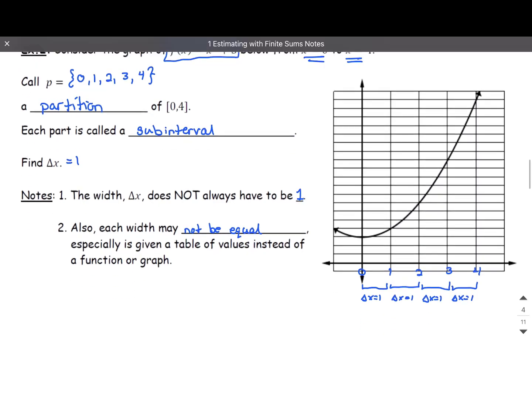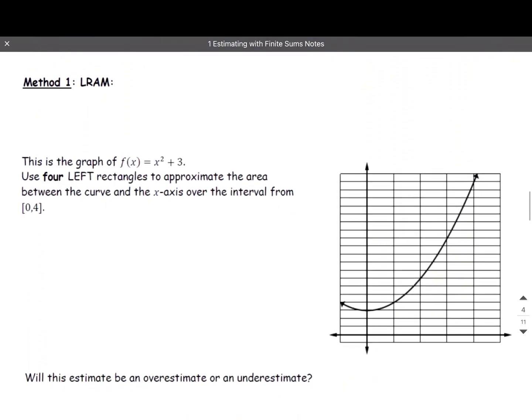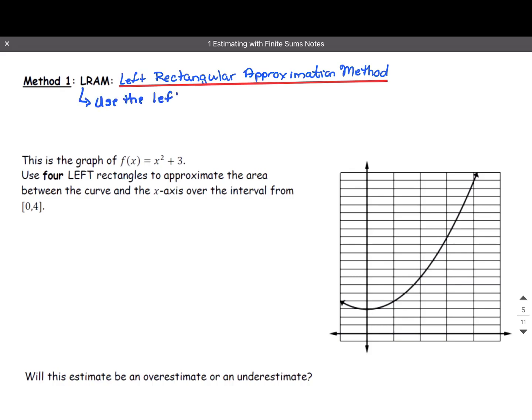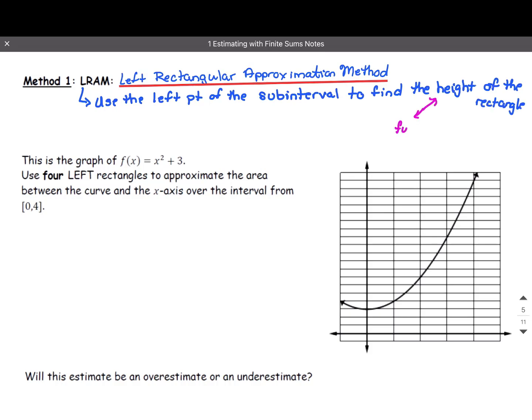Now, how do we go about doing this? Well, there's several methods. The first one is abbreviated LRAM. That stands for Left Rectangular Approximation Method. Okay, now in LRAM, we use the left point of the subinterval to find the height of the rectangle. Now keep in mind that this height is the function value.